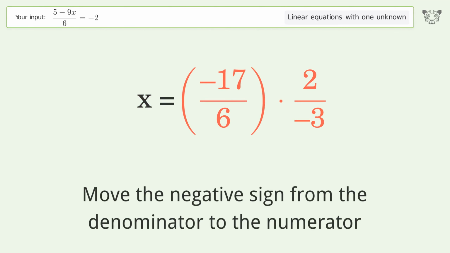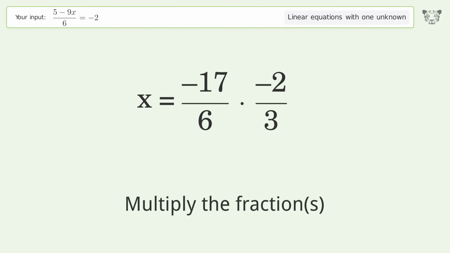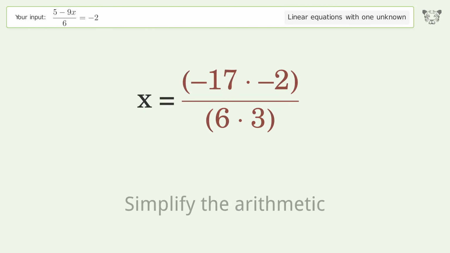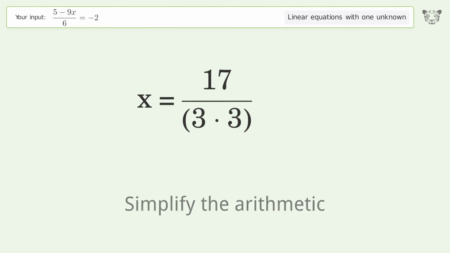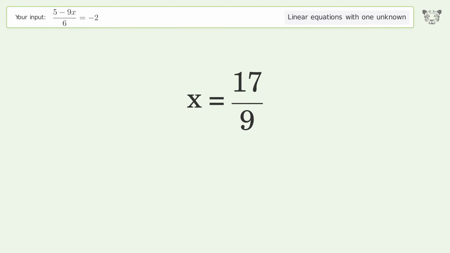Move the negative sign from the denominator to the numerator. Multiply the fractions. Simplify the arithmetic. And so the final result is x equals 17/9.